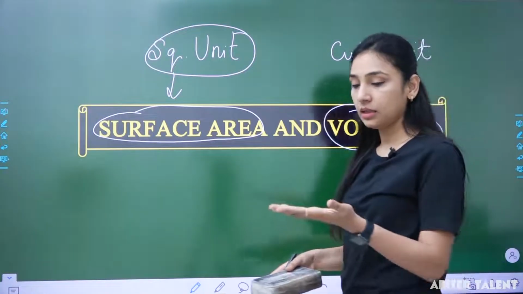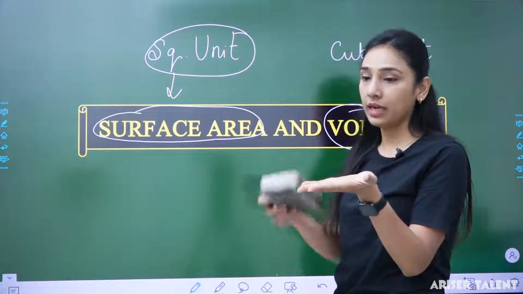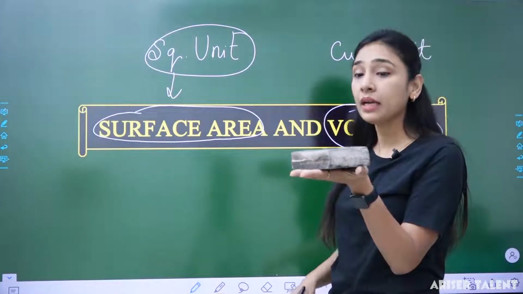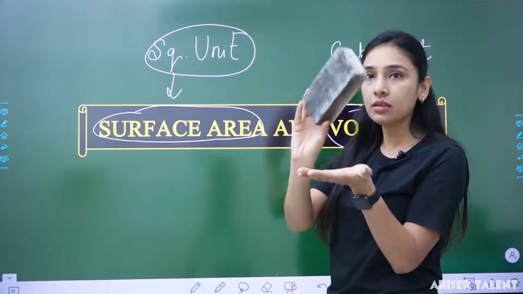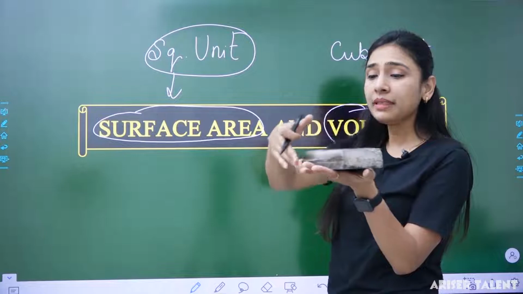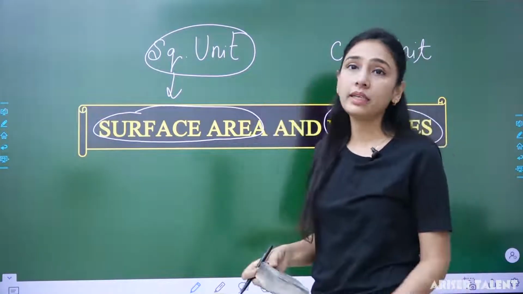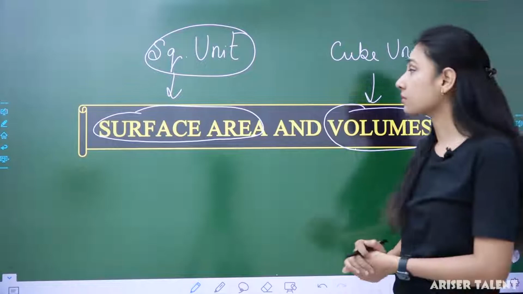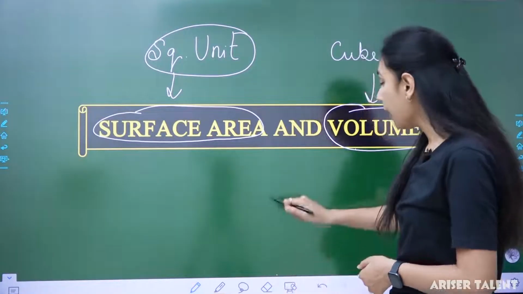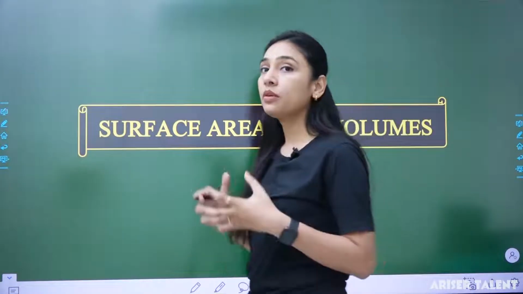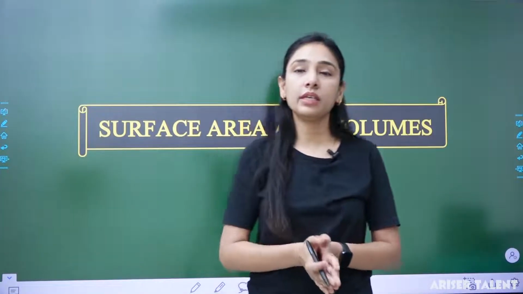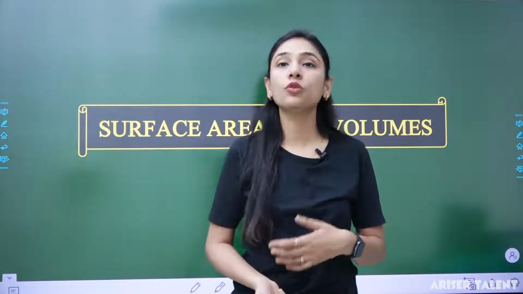Like if I'm having nothing here, and I'm putting this object on my hand, now this complete space is covered by this. So this complete space is its volume, right? This is about surface area and volume, and we'll discuss the surface areas and volumes of different shapes, like cube, cuboid, cylinder, sphere, etc.